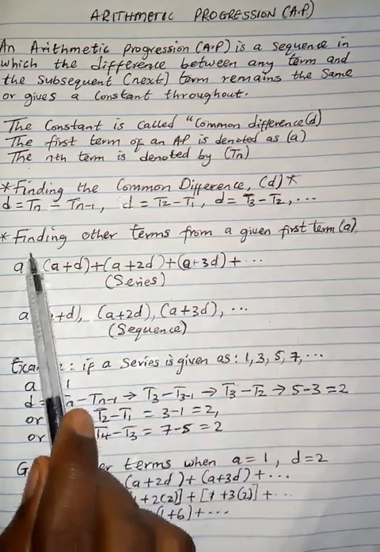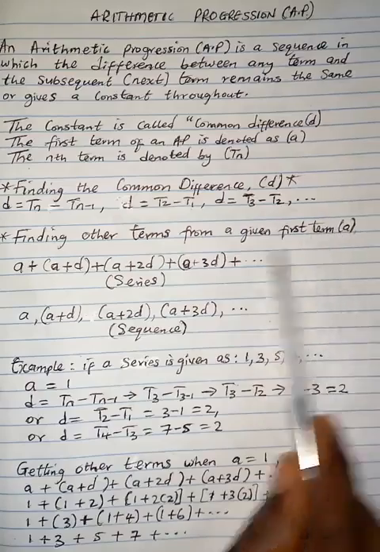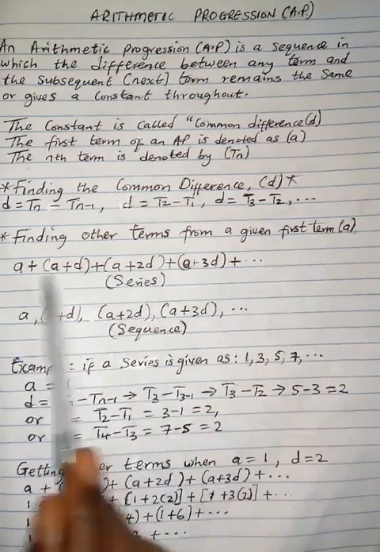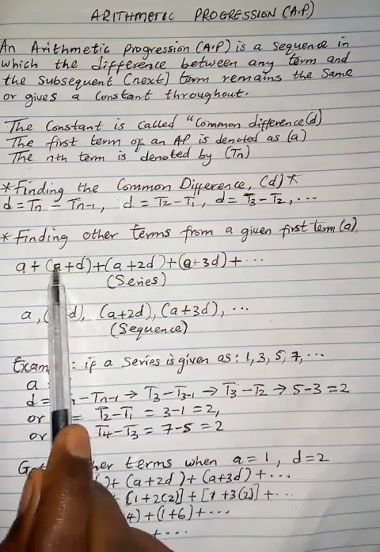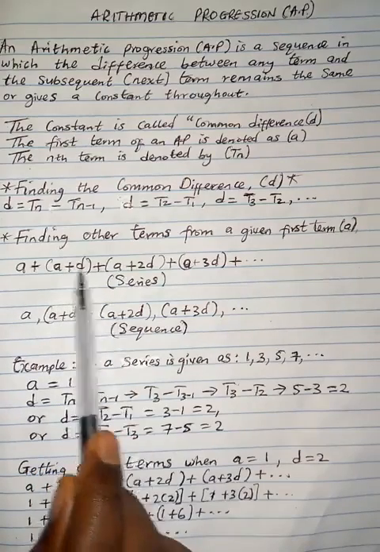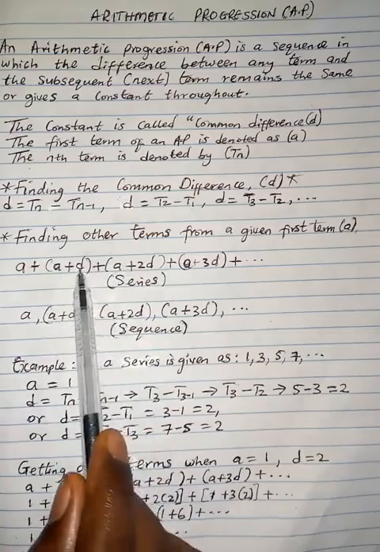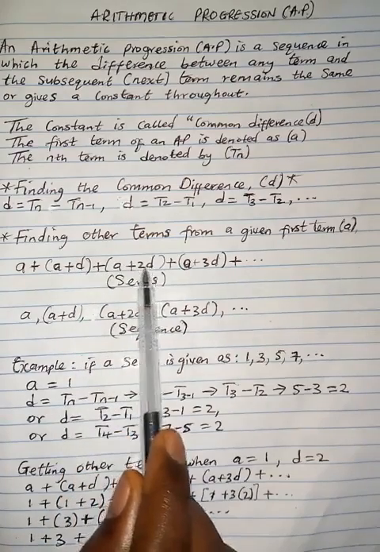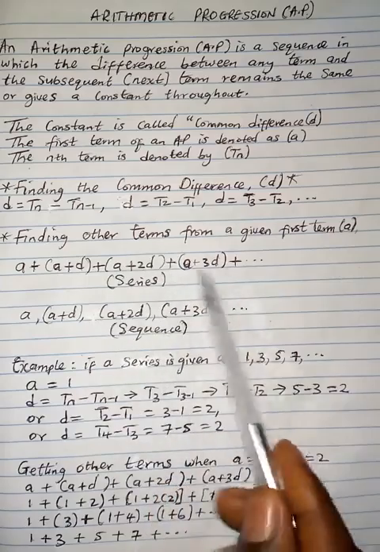Now, finding the other terms from a given first term A. If you're given the first term A, for you to get the other terms, this is the A. So the next term will be A plus D. Now the next term will be A plus D plus D. That's D plus D will be 2D. Now the next term will be 2D plus D, which is 3D. The D keeps on increasing.